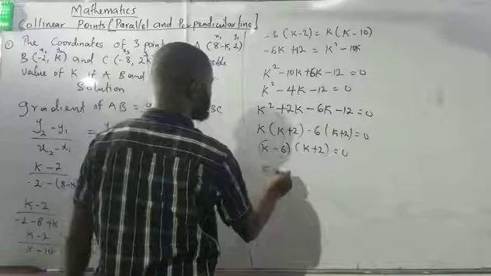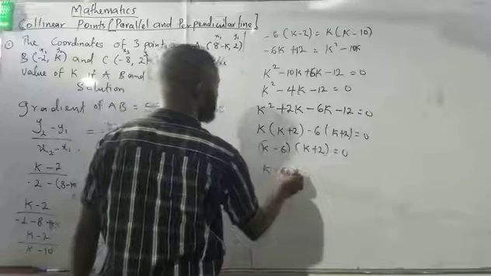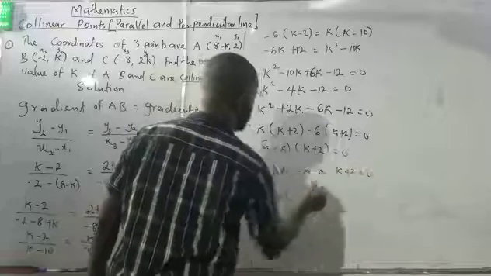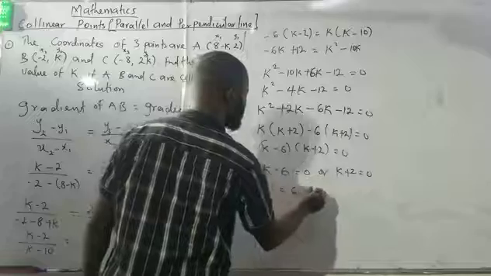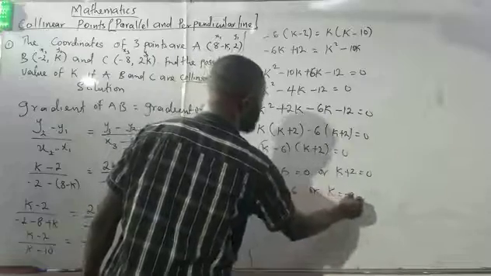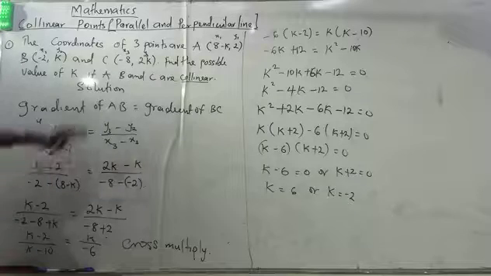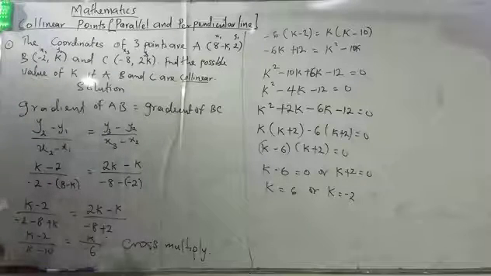K minus 6 equals to 0, or K plus 2 equals to 0. My K will be equals to 6, or K equals to minus 2. Now, these are the two possible values of K. Now, you can do whatever you want to do there, and you get your answer. Now, I think you can see how this is.